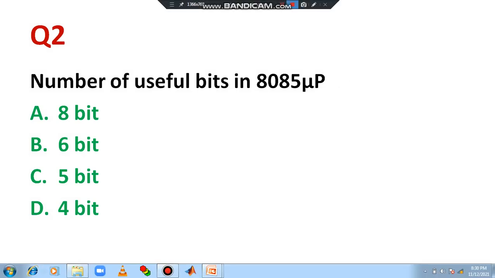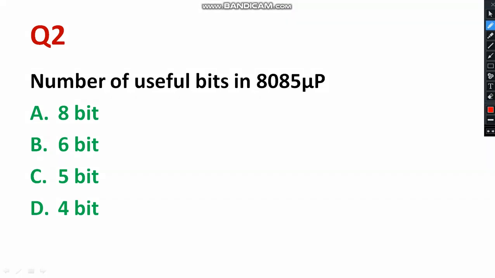Number of useful bits in the 8085 MPU. This is a continuation of the previous question. Actually, out of 8 bits, 5 bits are used. So please select option C, 5 bits.